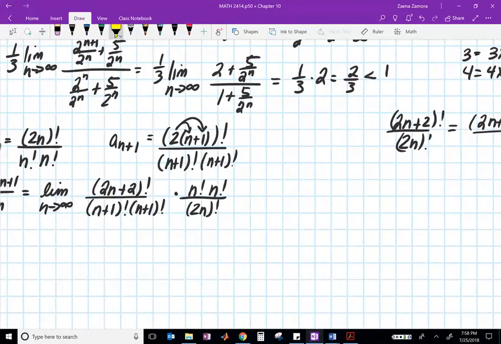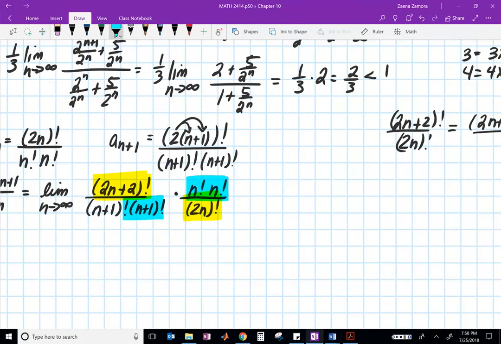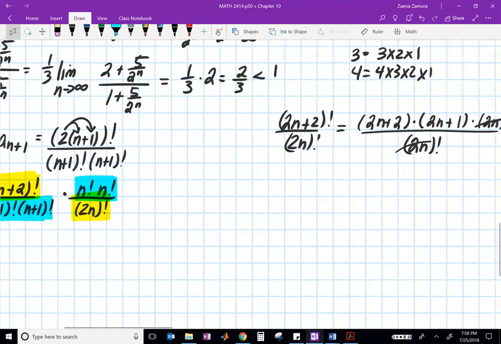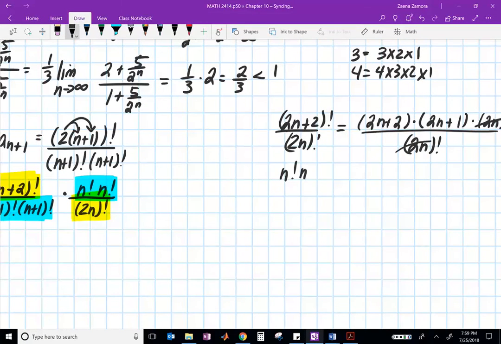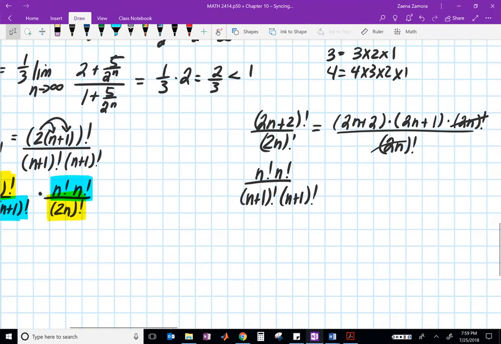Okay, so I was working with these two, right? Okay, let's work with the other two. Let's work with these to see if anything cancels. All right, so n factorial divided by n plus 1 factorial, and then n plus 1 factorial. Just do the same. Let's work with the bottom part.